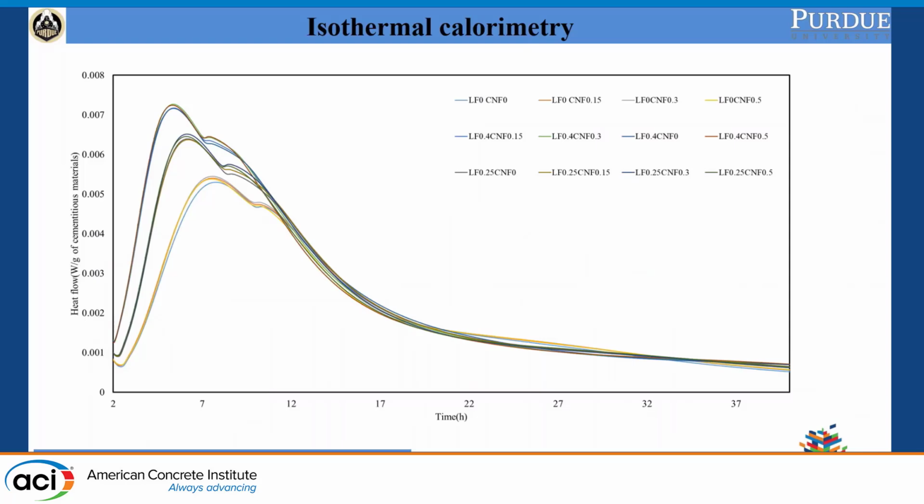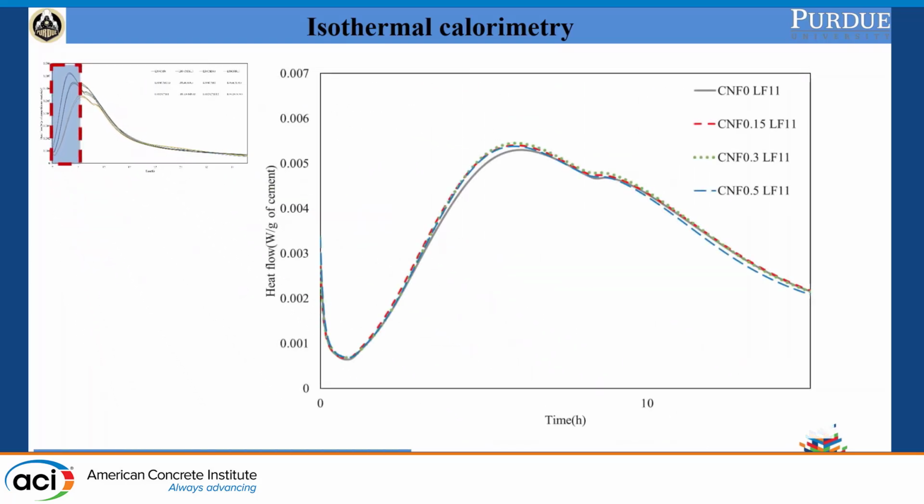We then went ahead to run some isothermal calorimetry. There are a lot of curves, a lot of groups in there. If we only look at the initial stage of the isothermal calorimetry and only separate out the CNF curves, we can see it has some acceleration effect, but not really significant. So most likely the improvement in mechanical properties is due to the physical effect of the fiber structure material. First, it can bridge macro cracks. Second, it can interact with cement particles, so it could improve the strength.